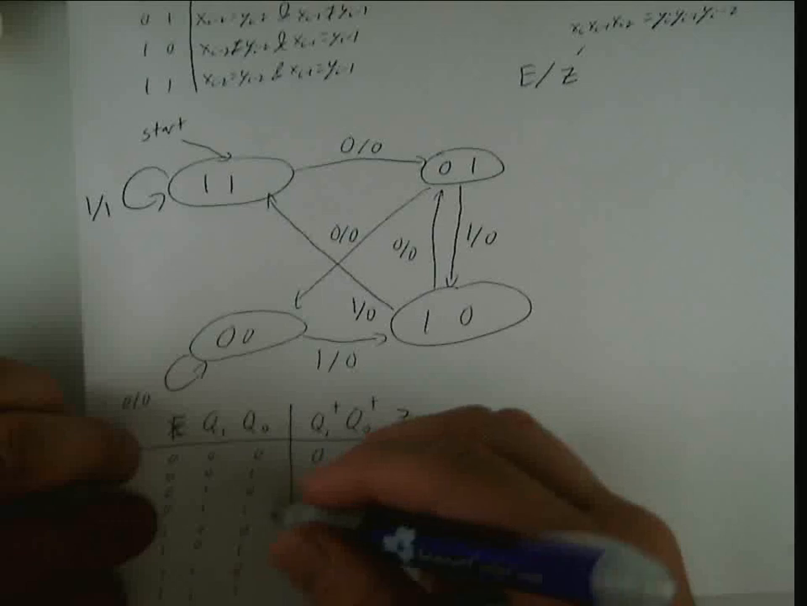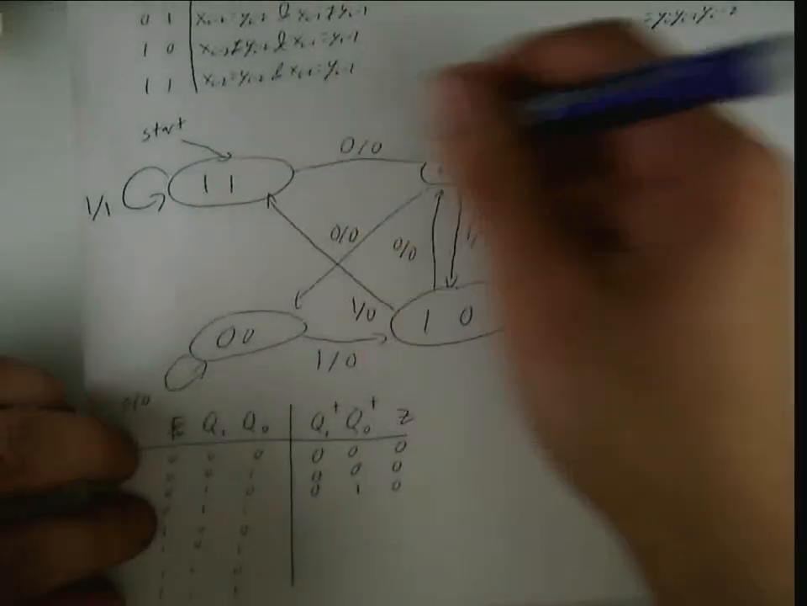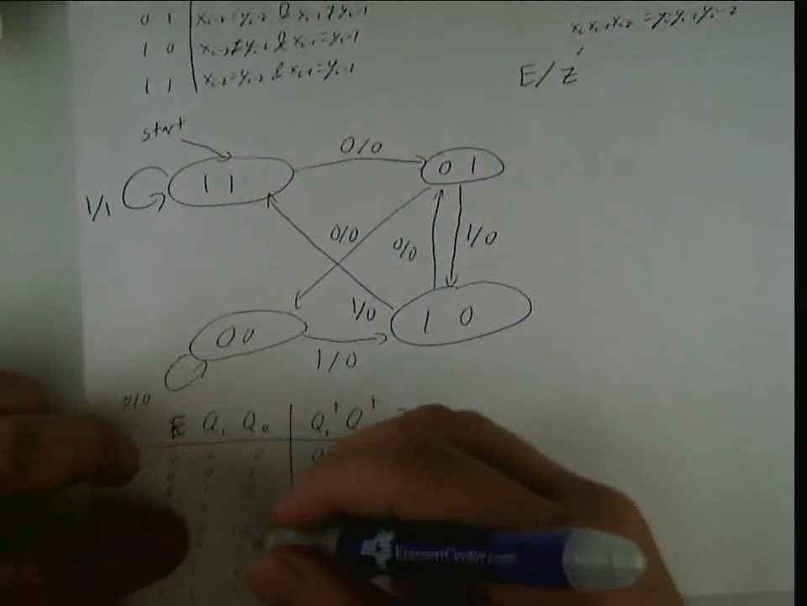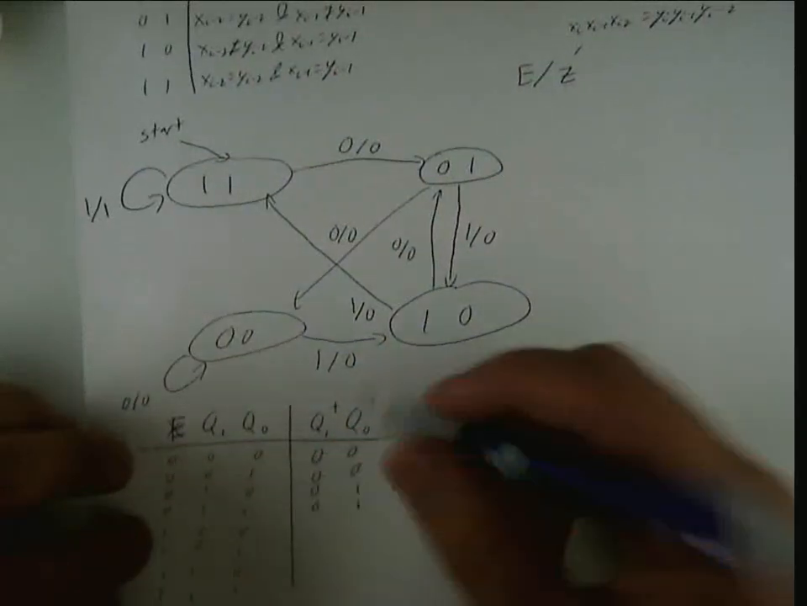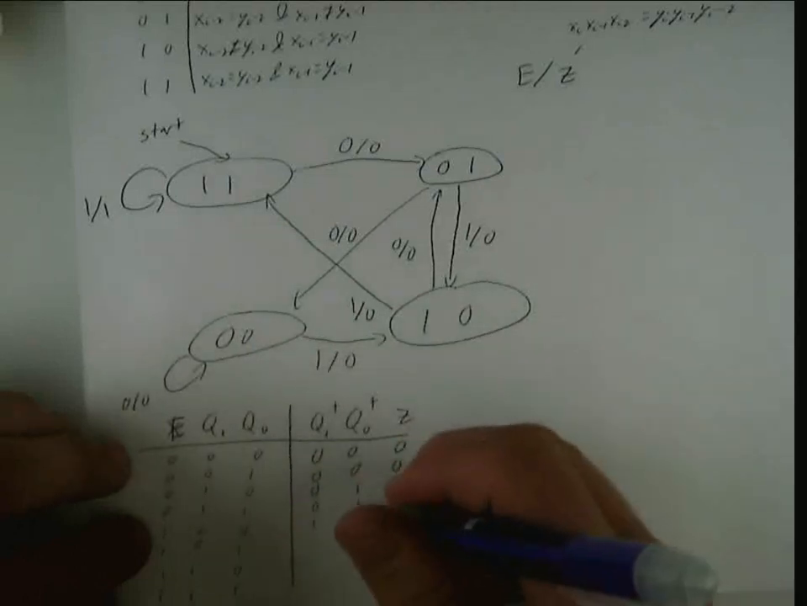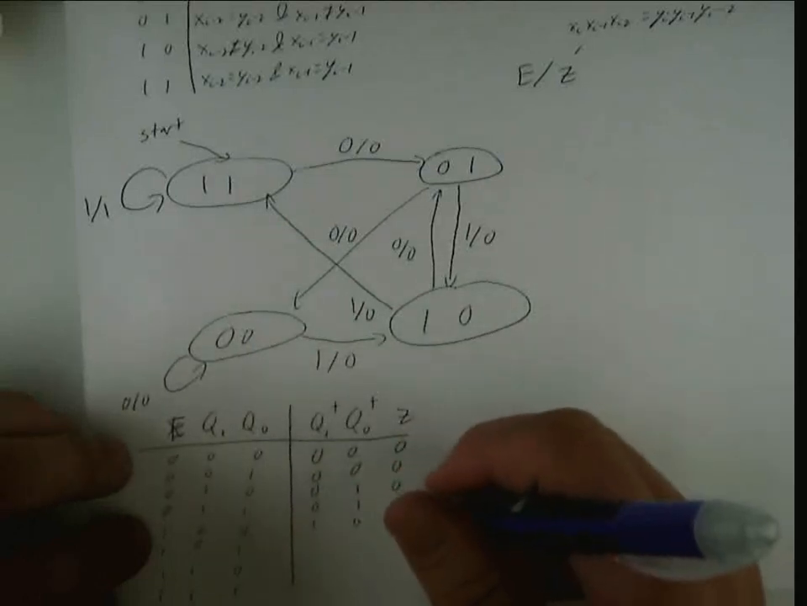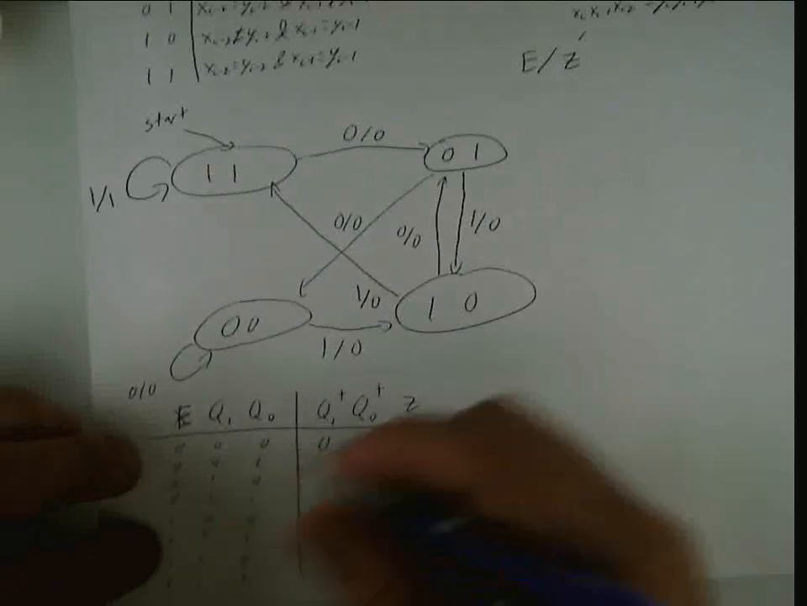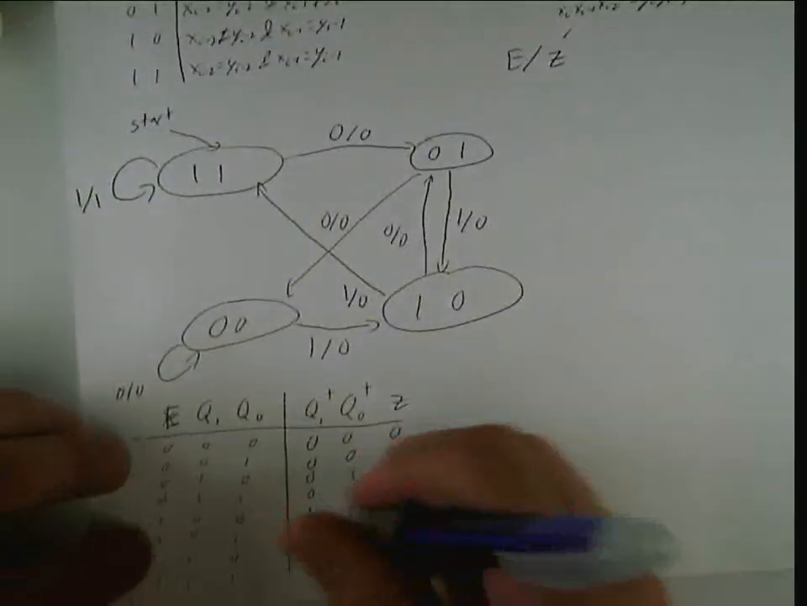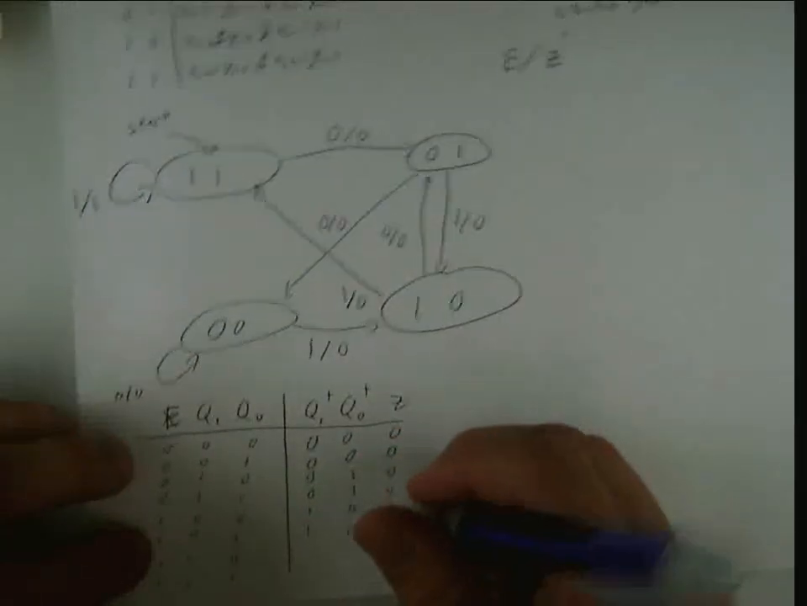Now I've got 1, 1, and I get a 0. I'm going to go to state 0, 1. And now I've got 0, 0, and I've got input of 1. So that's going to send me to 1, 0. My output again is going to be 0. If I'm in 0, 1 and I get a 1, that's going to send me to 1, 0. And my output's going to be 0.